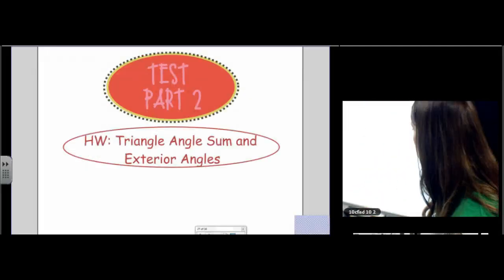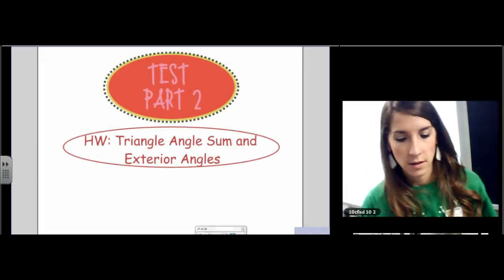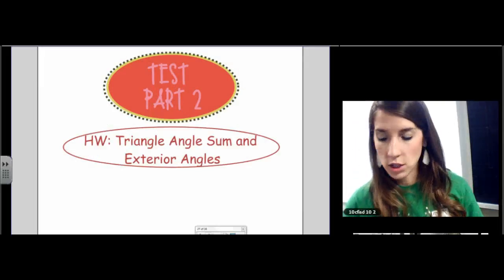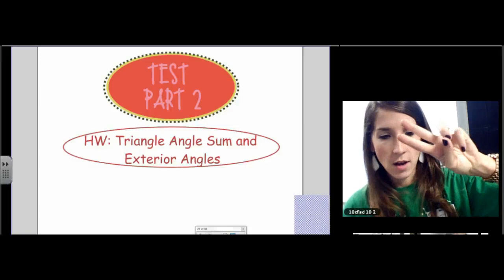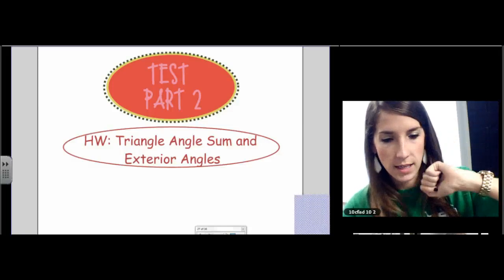Oh, and that's all. So your homeworks are triangle angle sum theorem and exterior angle theorem. Y'all have already taken both parts of the test, so you don't need to worry about that.